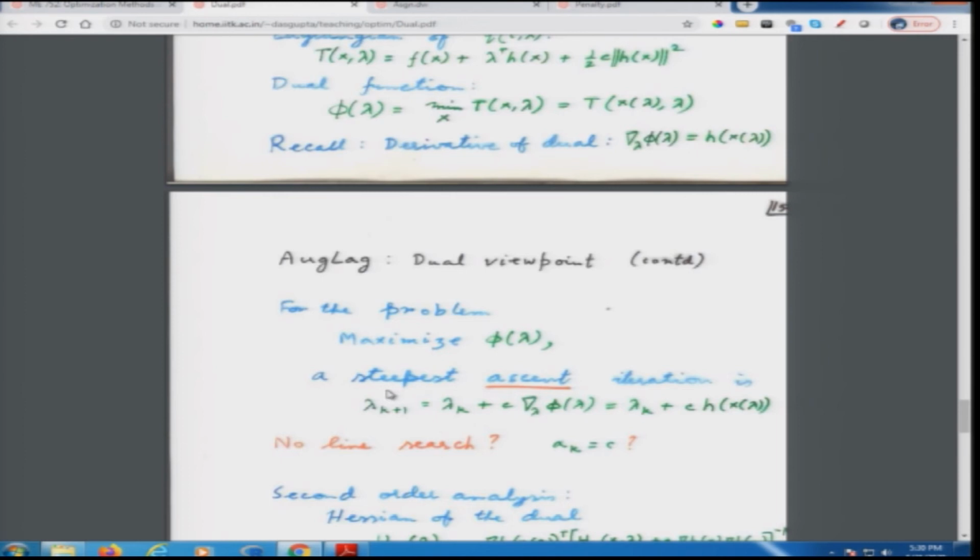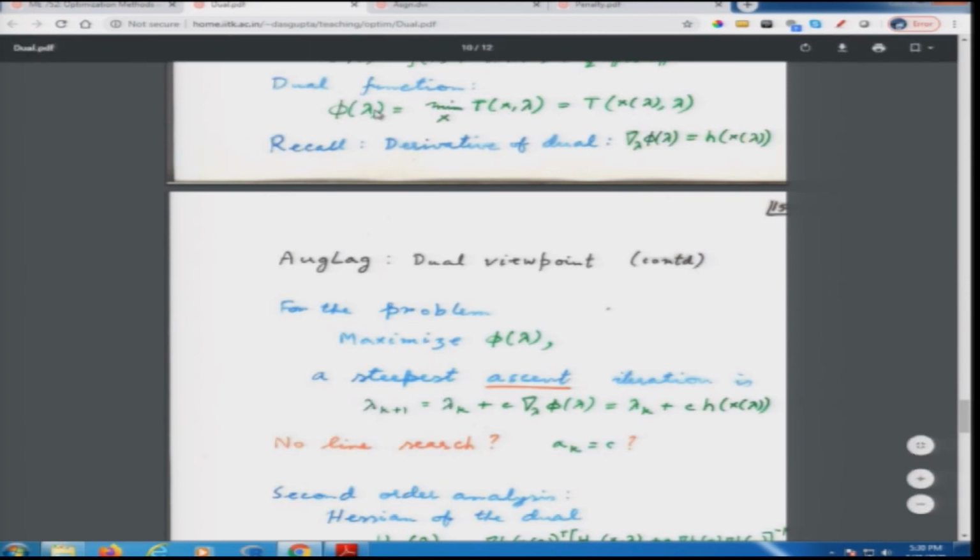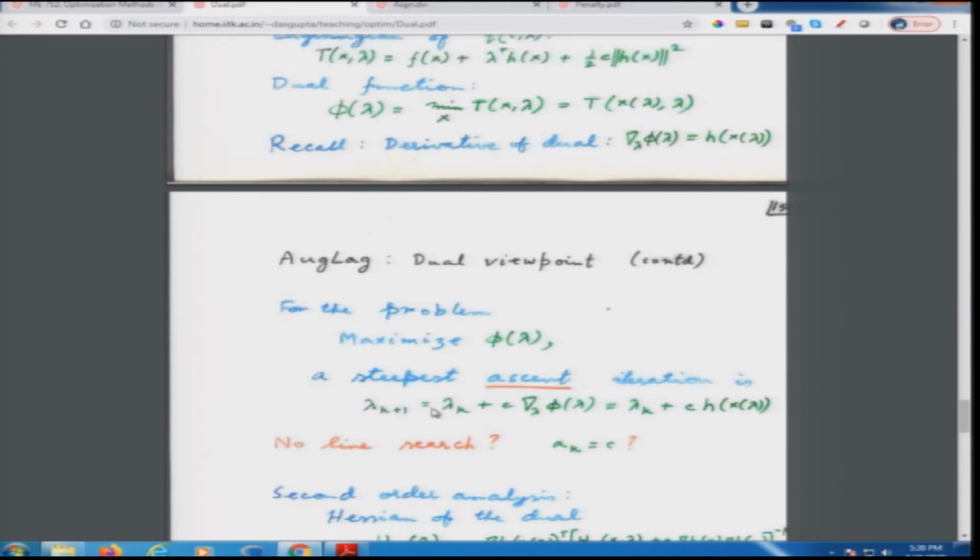So, for maximizing this, if you want to use a steepest ascent iteration, it will go like this: the new lambda, since this is a function of lambda, should be old lambda plus alpha times gradient, because it is steepest ascent, not steepest descent. The steepest descent method said x k plus 1 is equal to x k minus alpha times grad f. Here it is plus alpha times grad phi, and grad phi happens to be h of x of lambda.